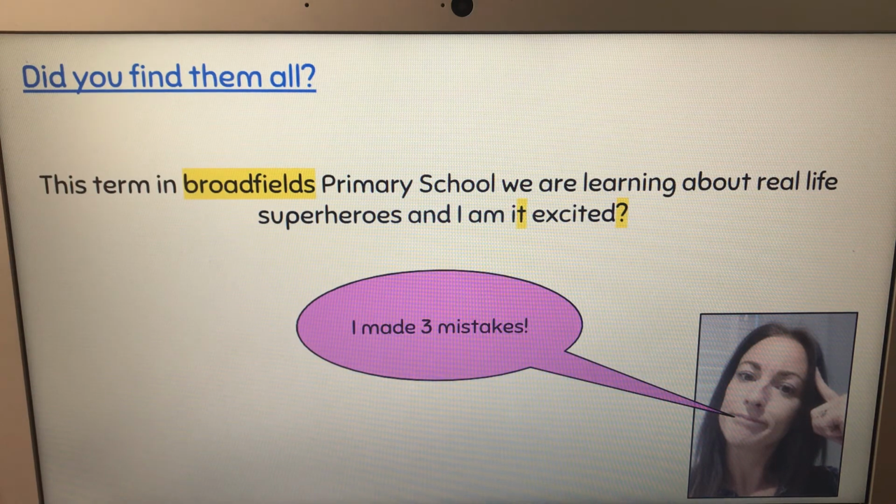I also wrote the word it in my sentence, which made my sentence not really make sense. So this term in Broadfields Primary School, we are learning about real-life superheroes, and I am excited. That word should not be there. Or I could change it to the word so. This term in Broadfields Primary School, we are learning about real-life superheroes, and I am so excited. Okay, so I could either remove that word from the sentence or I could change it to the word so.